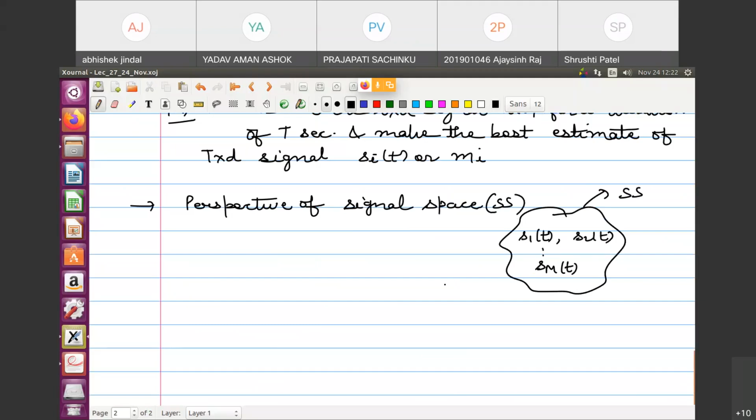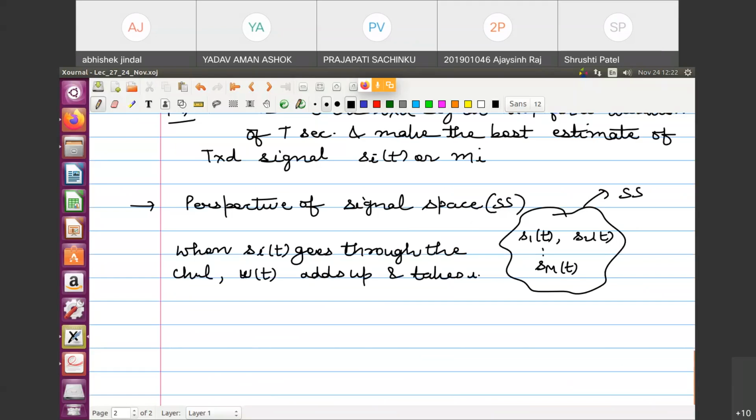Now, let us say when S_i(t) goes through the channel, w(t) adds up, and takes it to a different point in the signal space.